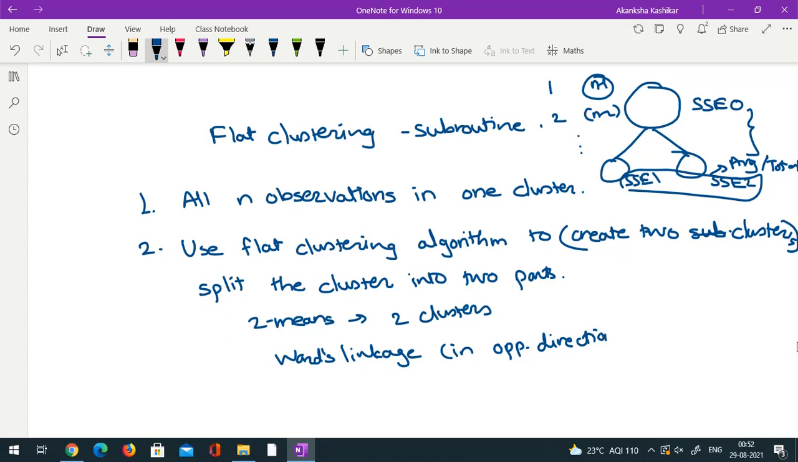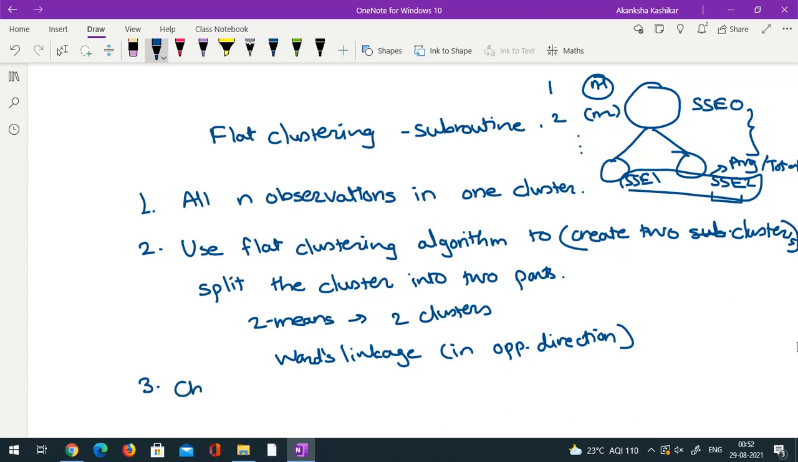So this is how you split one cluster into two. But of course we don't have to stop at 2. We have to go on till we get every observation in its own cluster. So what do we do at the next step? Now that I have two clusters, I choose one of these clusters to split. And which one should I split? The one which has higher error sum of squares.